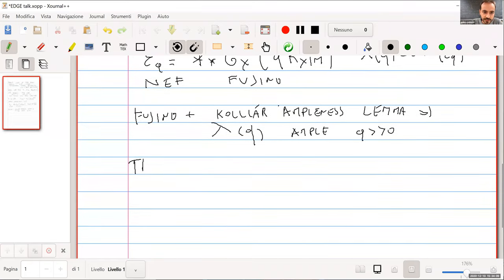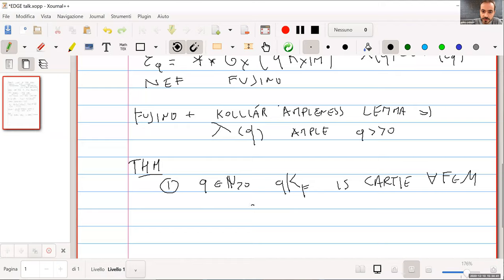Now the theorem I want to state, joint with Luca Tasin and Filippo Viviani. Result one is this. We take q, a positive integer, such that qK_F is Cartier. Recall that K_F is just a Weil divisor, and q times it is Cartier. For all F in M, either we take this, or we ask that phi_{qK_F} is generically finite. This makes sense also if K_F is just Weil. This for every F again.